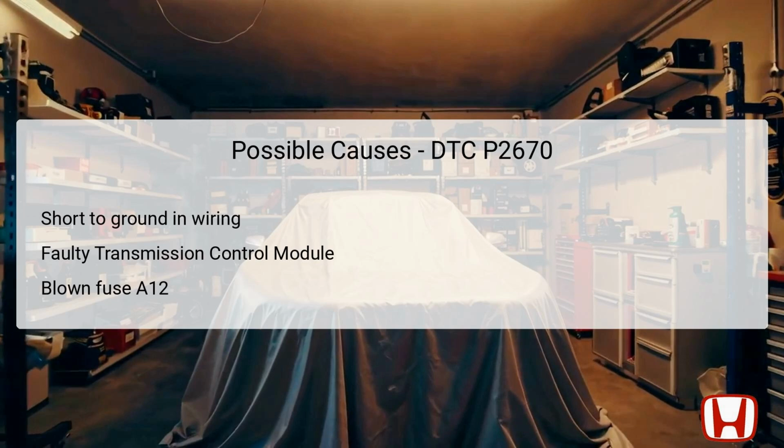Several factors may lead to the appearance of DTC P2670. A common cause includes a short to ground in the VB2 plus B TCU2 wire, which could prevent adequate voltage from reaching the TCM. Additionally, a blown fuse, specifically fuse A12, may interrupt the power supply to the actuator circuit. If the fuse is continuously blowing, it necessitates further inspection to locate and repair any short circuits or wiring issues.